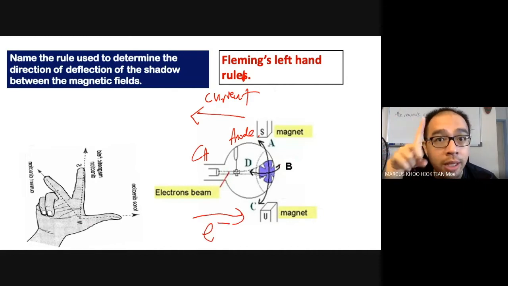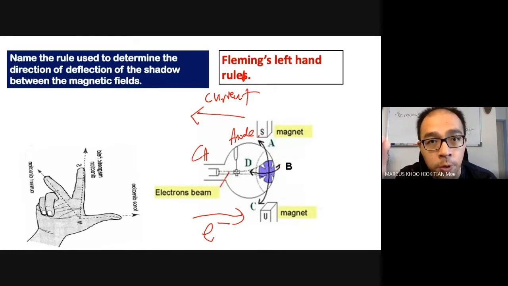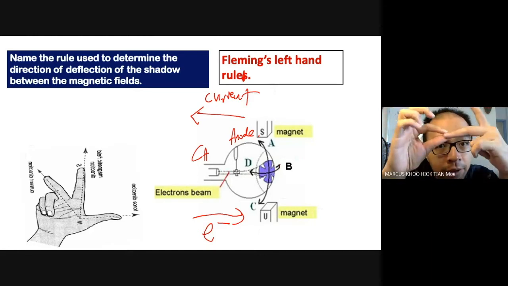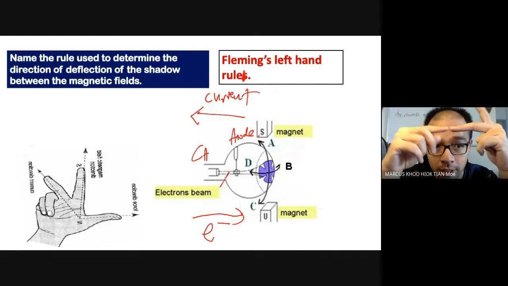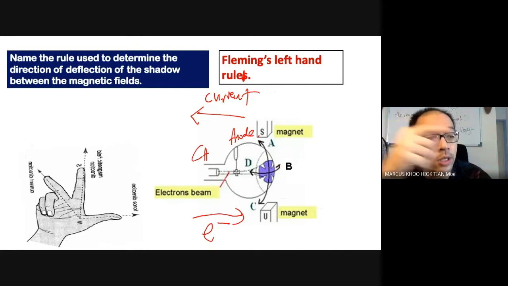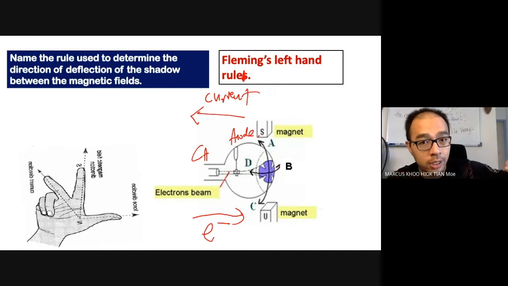So you need to get this right now. Current flow is always from anode to cathode, but electron flow is from cathode to anode. When we use Fleming's left-hand rule, we talk about current flow. We don't talk about electron flow. And then you have the north at the bottom and the south at the top.